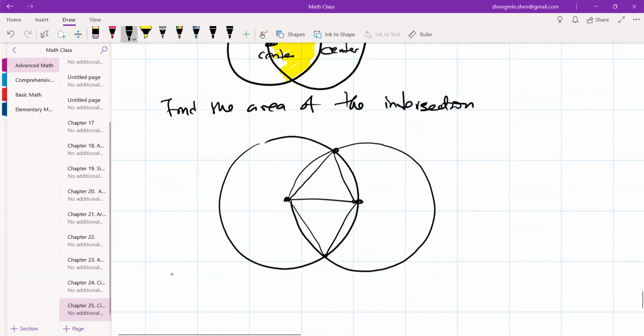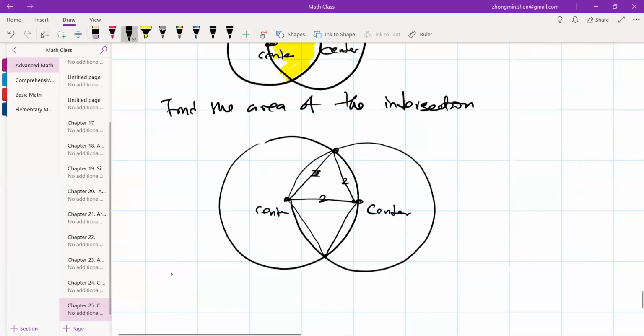So what do you get? This is how special this triangle is. Because this is a center, this triangle, all 3 sides are going to be the radius of the circle. Do you agree? Because of the radius, it's 2 and 2 and 2. It is an equilateral triangle.